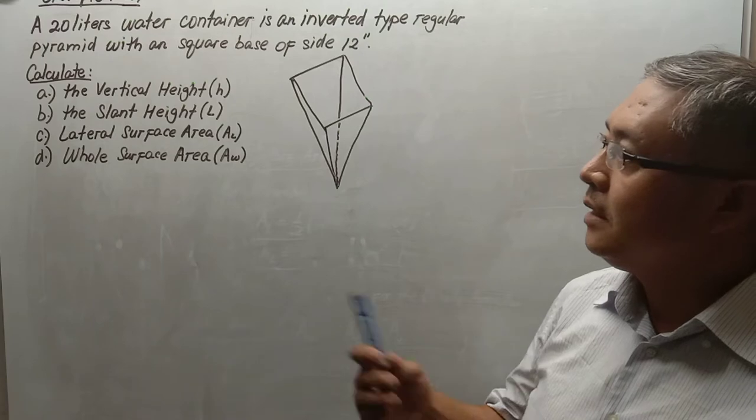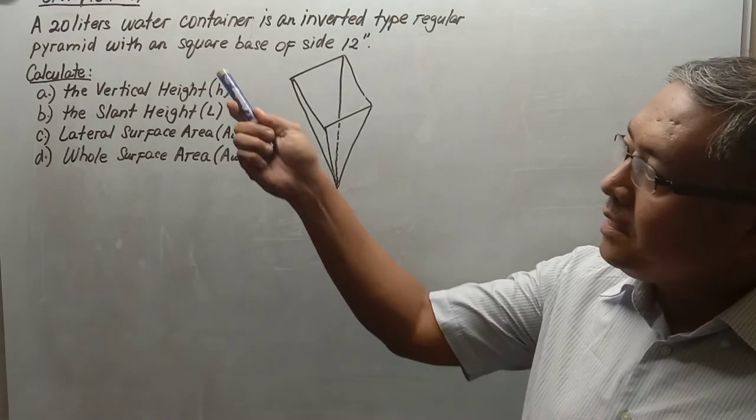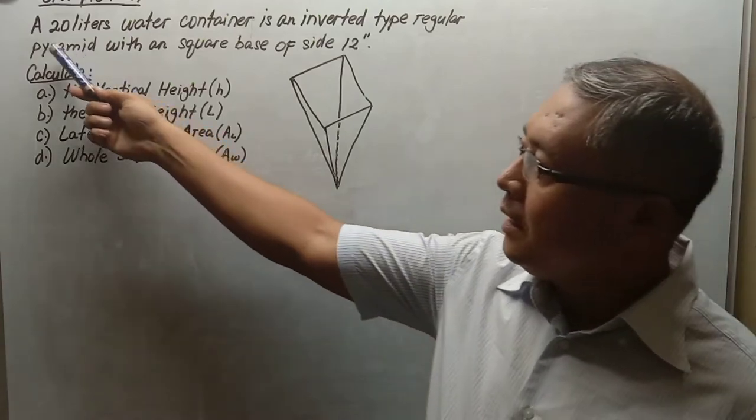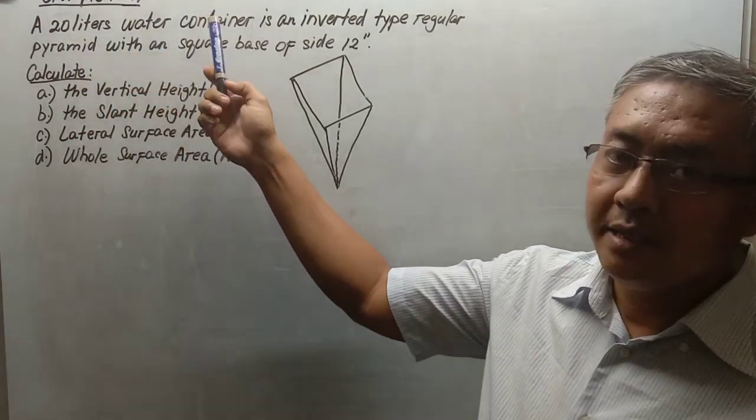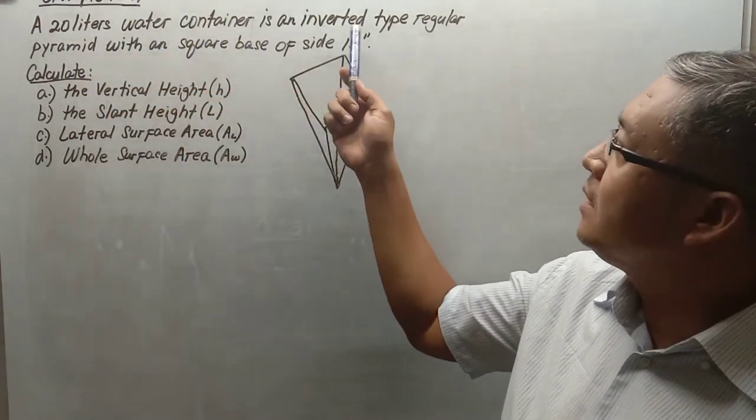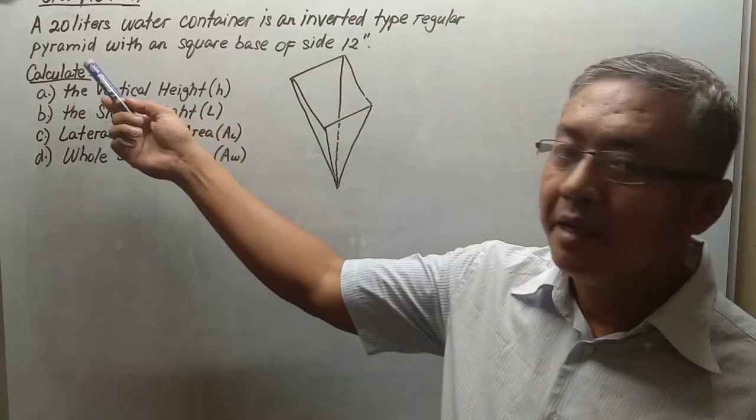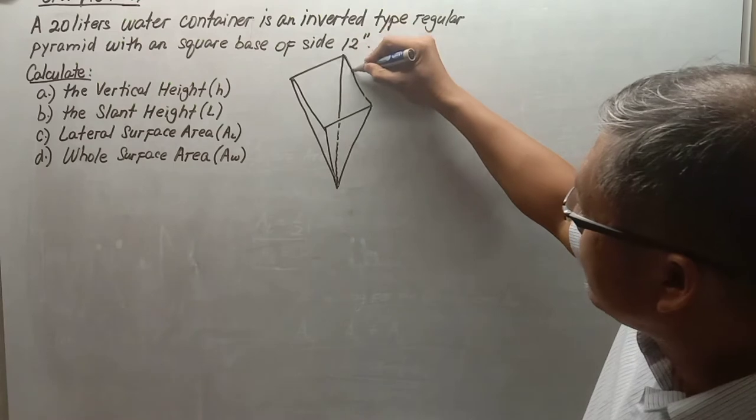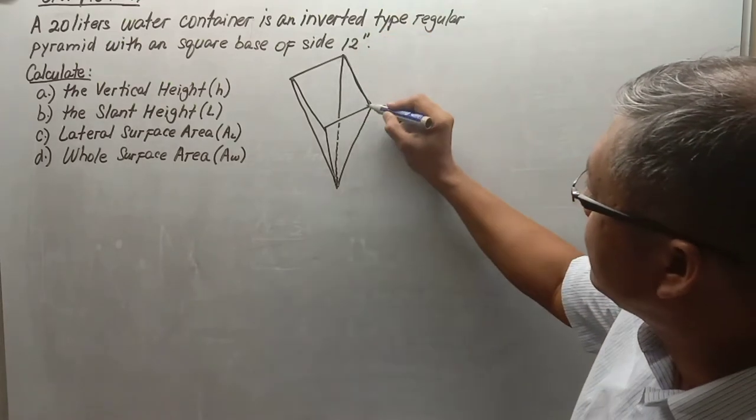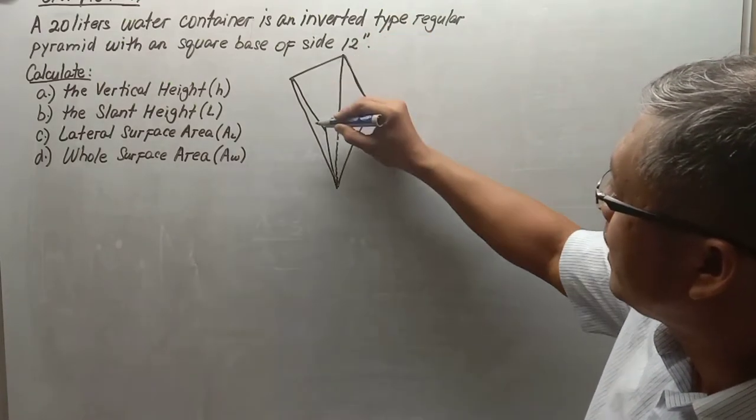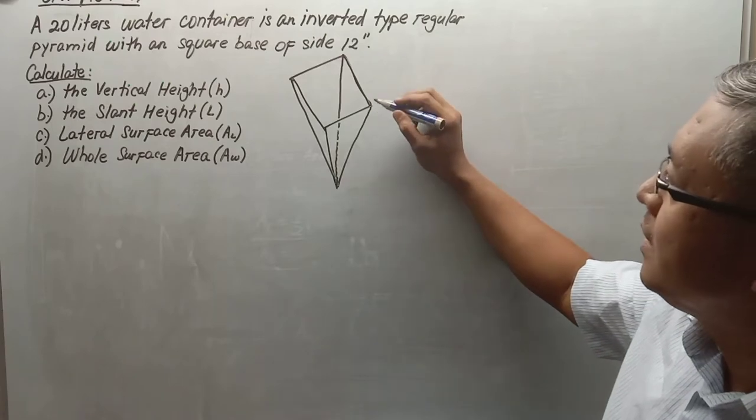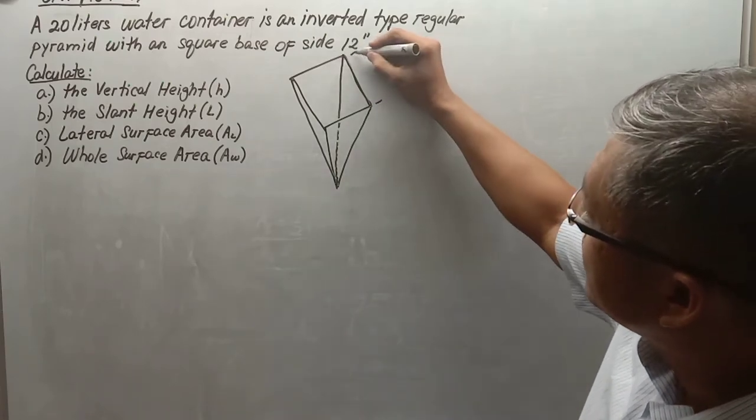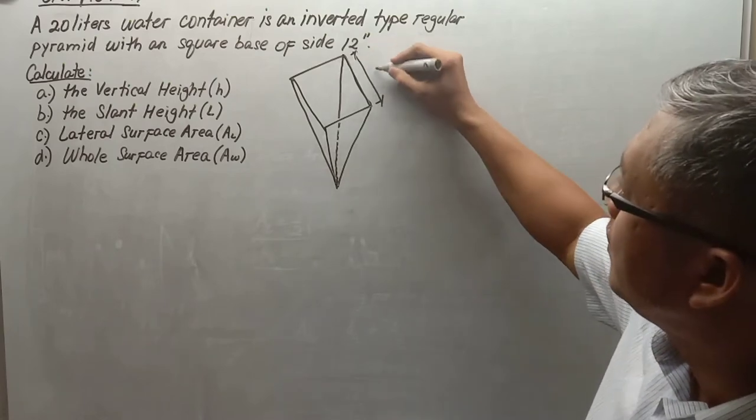To understand further. So as you can see, guys, on the board, the problem states that a 20 liters water container is an inverted type regular pyramid. Okay, guys? So this is a water container. It's an inverted type pyramid, with a square base of side 12 inches. So this one is 12 inches, okay?